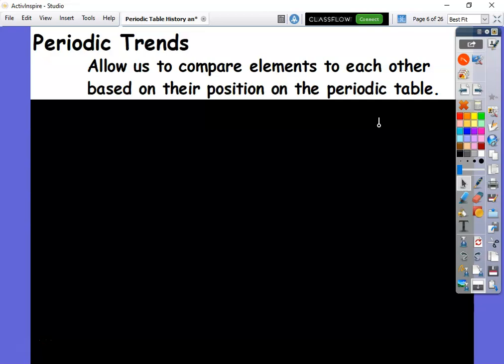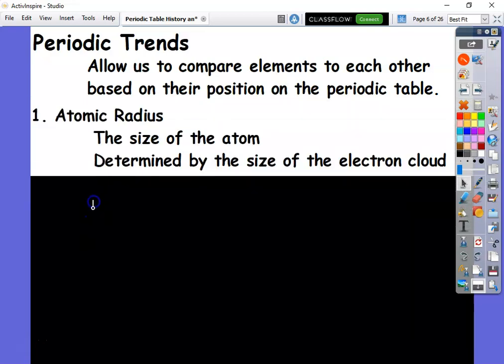And so for the next couple of classes, you're going to be learning about periodic trends. Periodic trends are one of the things that we can use when we look at the periodic table to know something about atoms of elements, and therefore we can start to predict how those atoms of elements are going to react. So periodic trends allow us to compare elements to each other, and we're looking at their position. And the first periodic trend that we will look at is the trend of atomic radius.